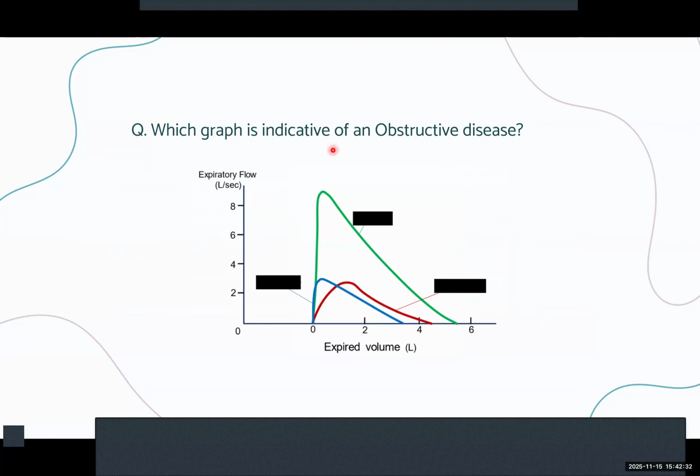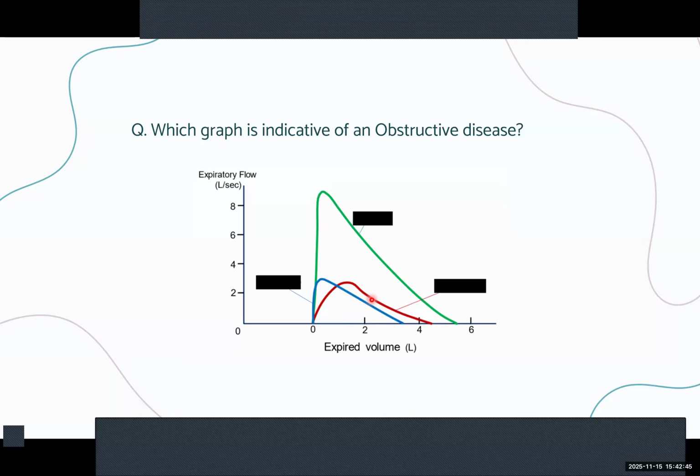Which graph is indicative of an obstructive disease? So what graph do you think is the answer? Red. Yep, you guys are correct. The red graph shows you the obstructive pulmonary disease.